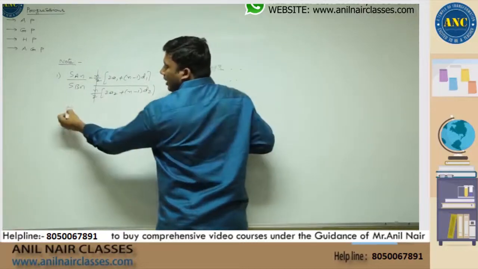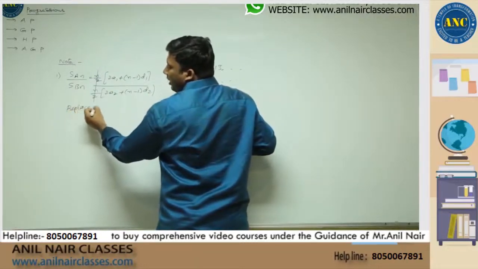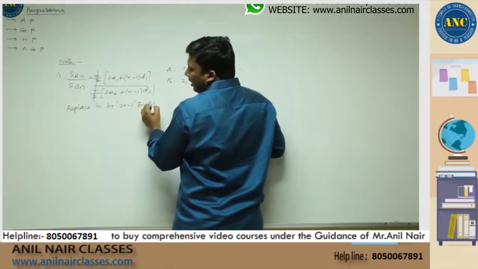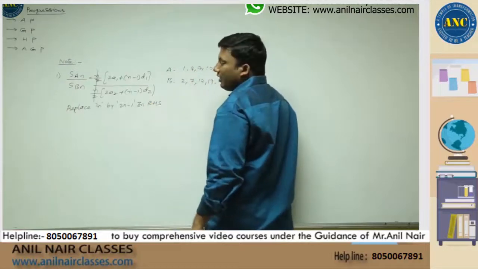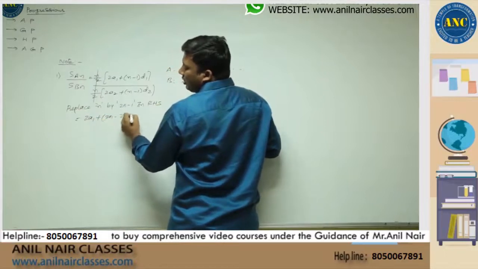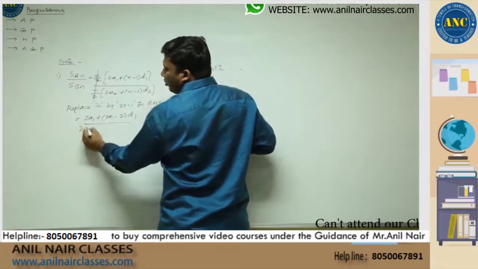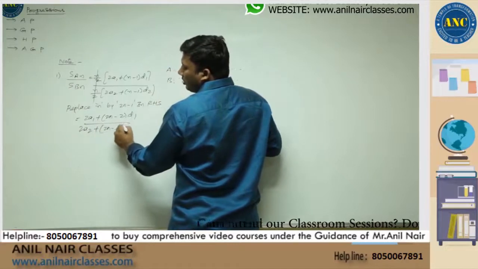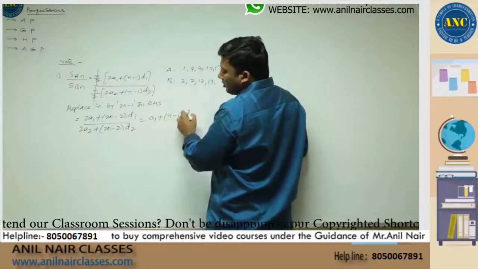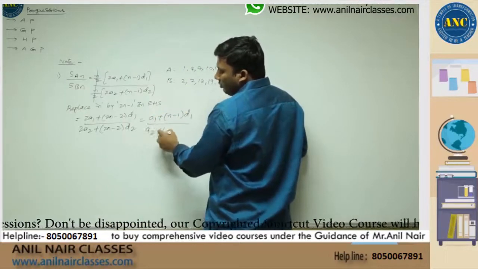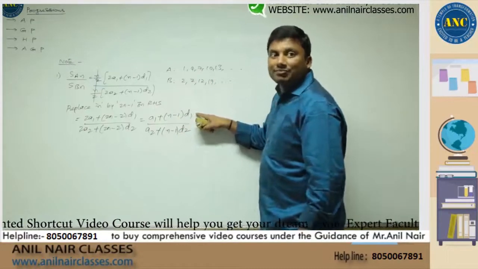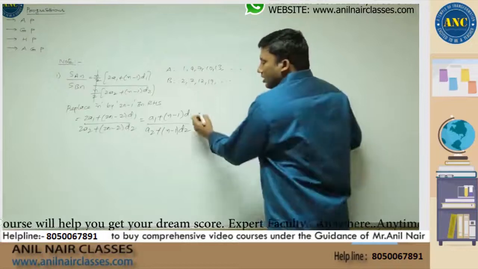What I will do is, I will replace n by 2n minus 1 in the right hand side and I will see what is happening. If I replace, what is happening? 2a1 plus 2n minus 2 into d1 divided by 2a2 plus 2n minus 2 into d2. What is this value? a1 plus n minus 1 into d1 by a2 plus n minus 1 into d2. What is this value? Nth term.